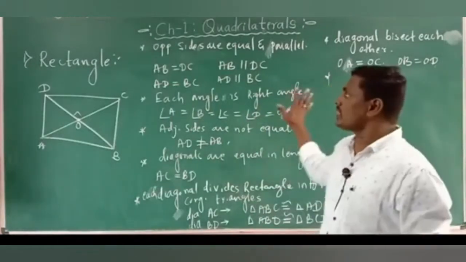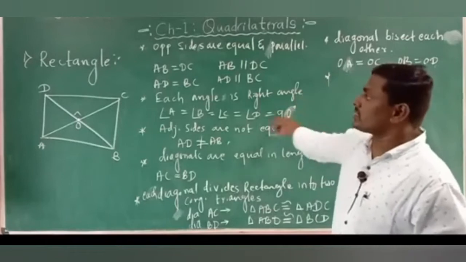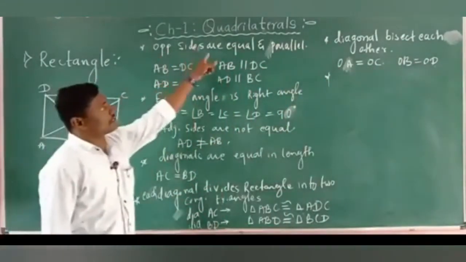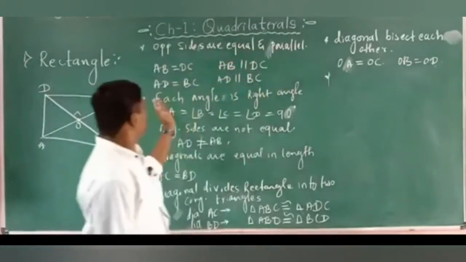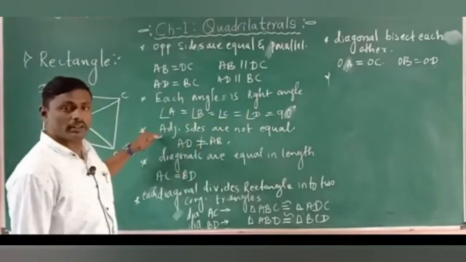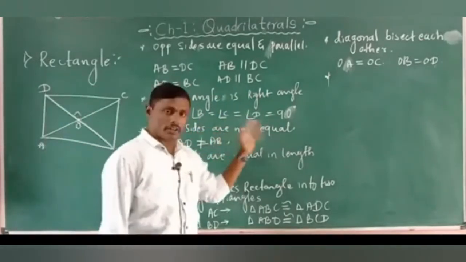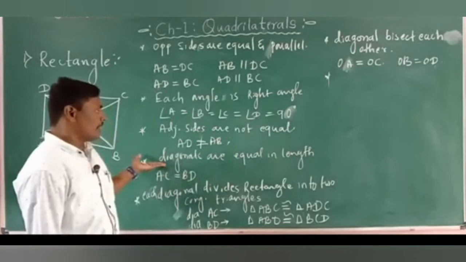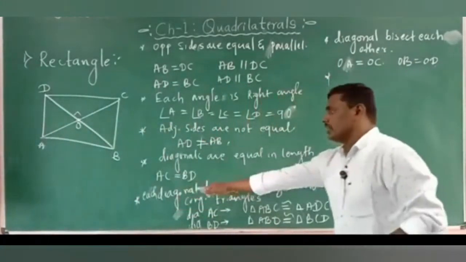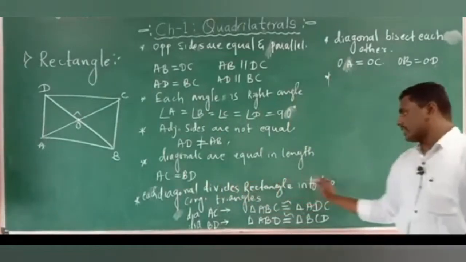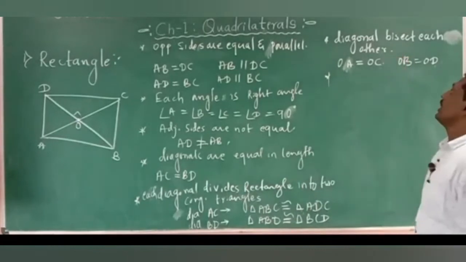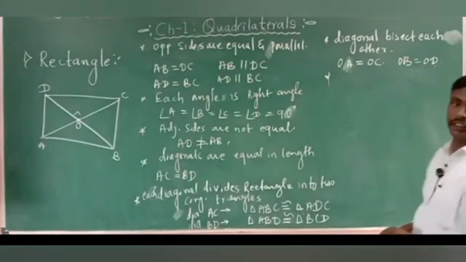Okay, so these are some basic properties related to the rectangle. What is the first property? Opposite sides are equal and parallel. Second one, each angle in the rectangle is 90 degrees. Third one, adjacent sides are not equal. Next, fourth one, diagonals are equal in length. Next, fifth one, each diagonal divides the rectangle into two congruent triangles. And the last one is diagonals bisect each other.